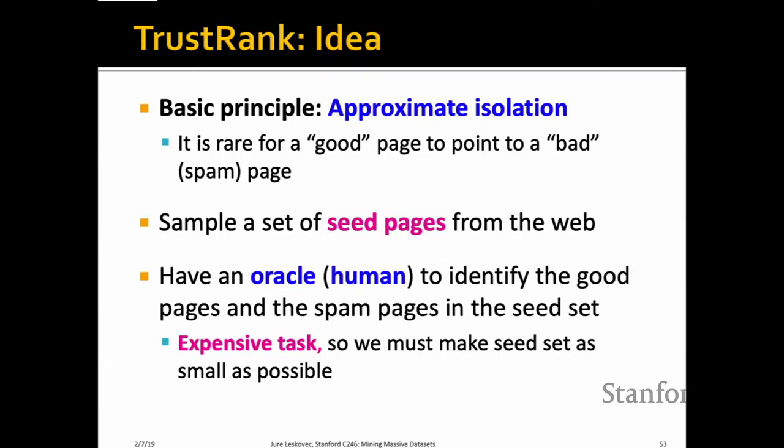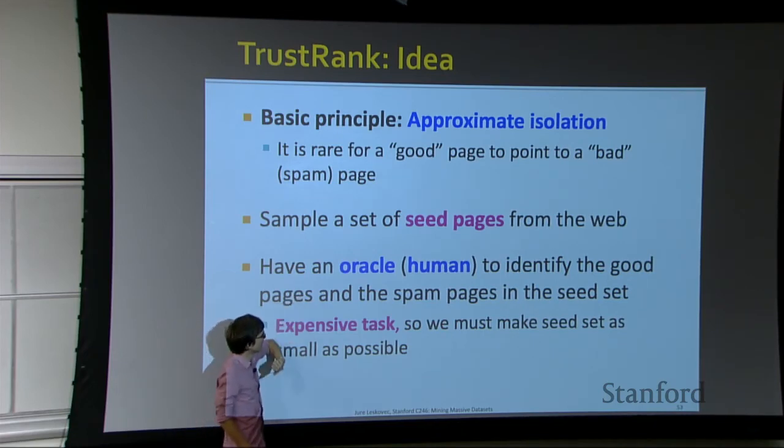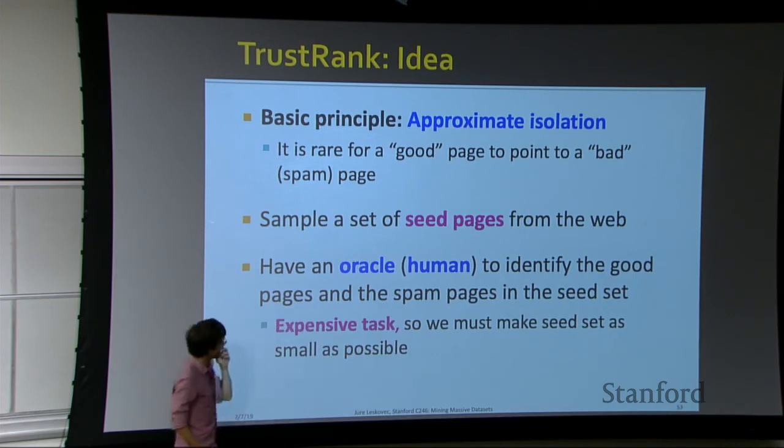It's based on this principle of approximate isolation, where the idea is that it is rare for a good page to point to a bad page. But bad pages tend to point to bad pages. So the idea is that we will want to start with a set of pages. Let's call these seed pages. And imagine we have an oracle, a human, to identify the good pages as well as the spam pages in the seed set.